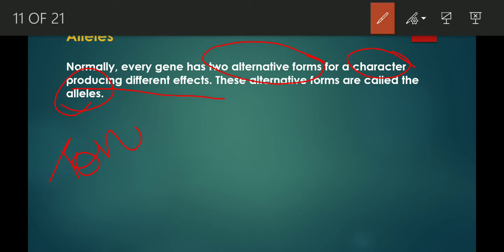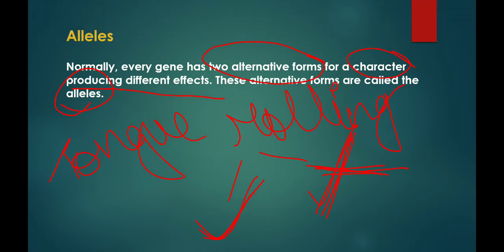An example is tongue rolling. Tongue rolling means projecting the tongue out of the mouth in the form of a tube. There are two possibilities. One can roll their tongue, or one cannot roll their tongue. There are two alternative forms, two alleles basically. One allele is responsible for rolling the tongue, and another allele is responsible for not rolling the tongue. Right? So this is the allele.